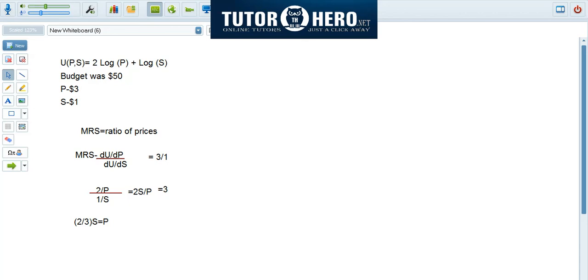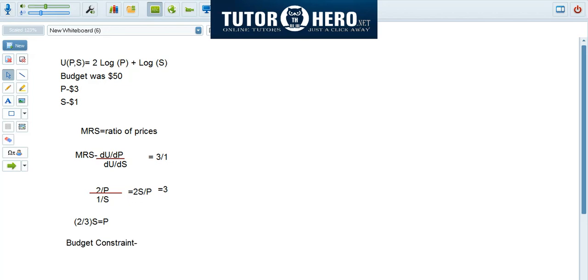So that doesn't quite tell us what Sandy does, or Susan does, but it does tell us how the relationship between these two goods is going to be at the optimum. So we need one more thing to actually finalize the solution, and that one more thing is the budget constraint. And so we need to be able to express that budget constraint mathematically.